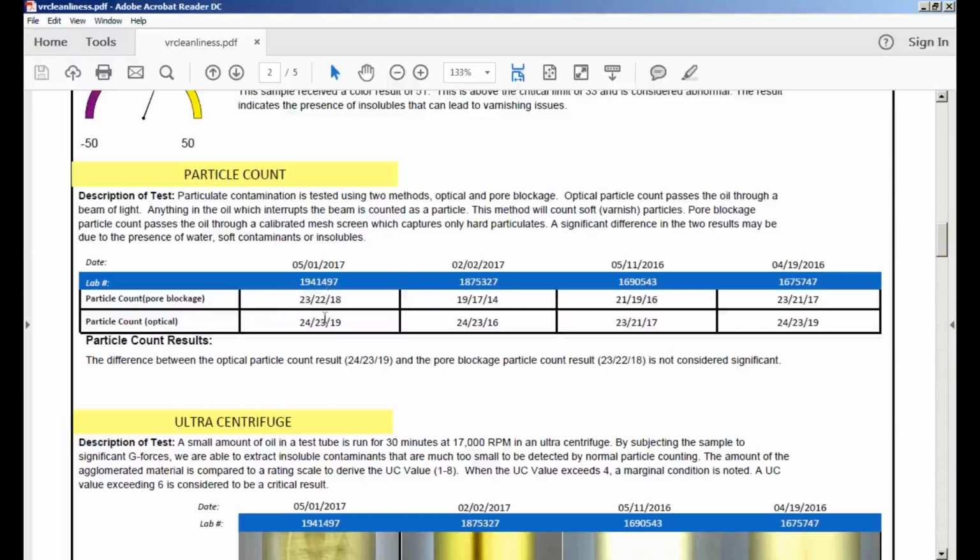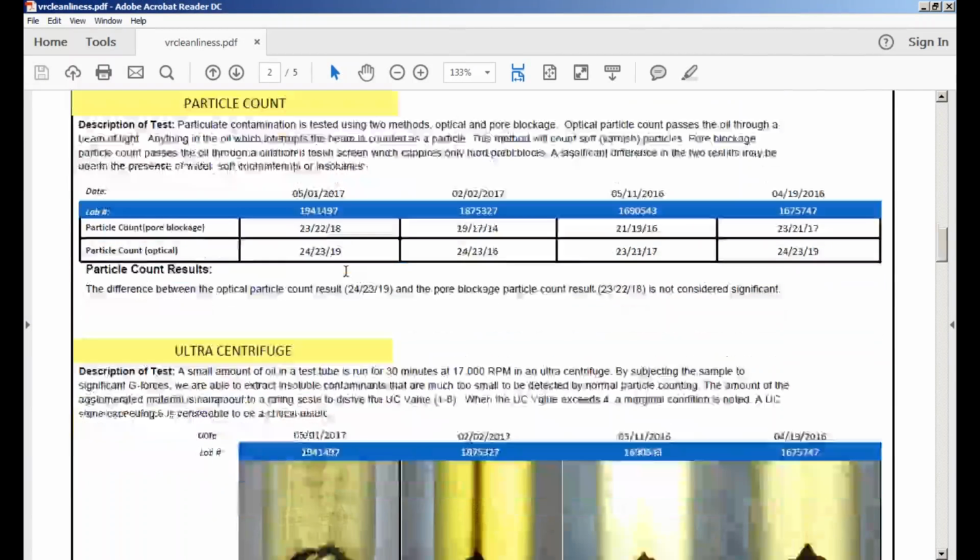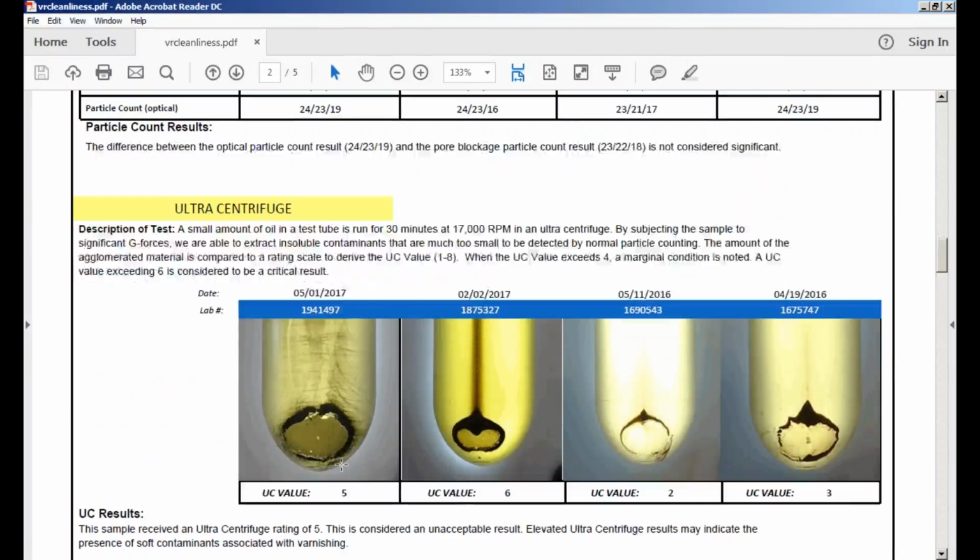So on this one, there's not much difference between the pore blockage and the optical. They're pretty close, within one ISO code. What that tells me is that the stuff getting caught is hard particulates. There's not a big difference between these two methods. That's a little bit different piece of data than we had on the previous report. And when we take a look at the UC, yeah, it's dropping out a lot of material. Remember, it's just a matter of how dense it is. All it has to be is more dense than the oil, and it's going to drop out.